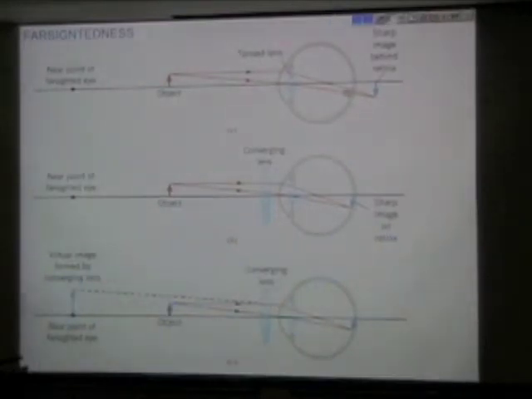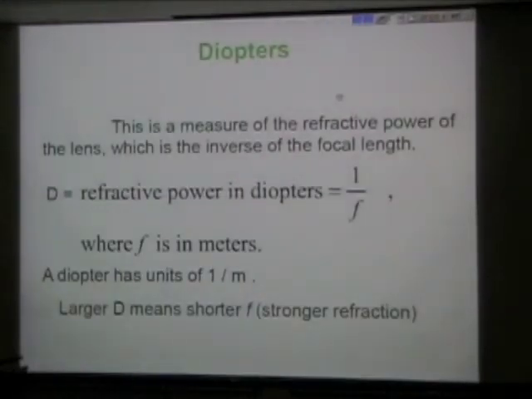Well, if you wear glasses, you know that nobody tells you the focal distance. They tell you the power in dioptres. By definition, this is just the inverse focal distance.